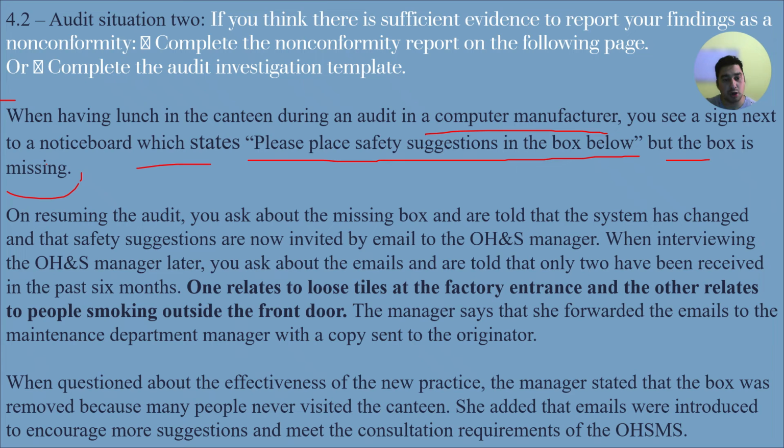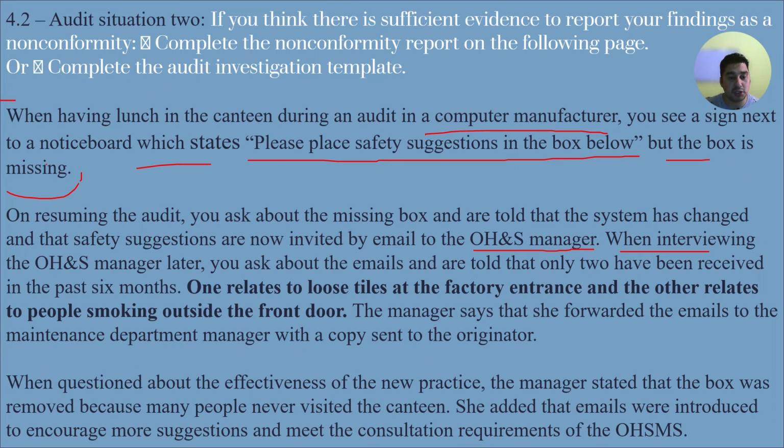Now on resuming the audit, you ask about the missing box which was not there at the canteen, and you are told that the system has been changed and the safety suggestions are now invited by email to the occupational health and safety manager. So the staff are sending safety suggestions through email to the OHS manager.